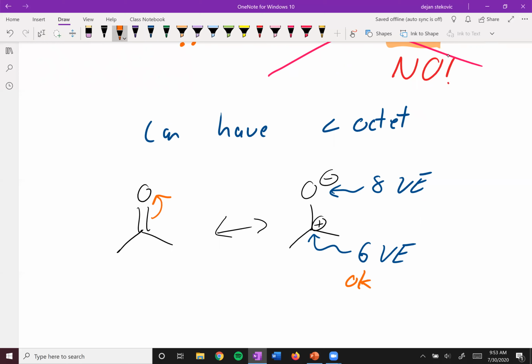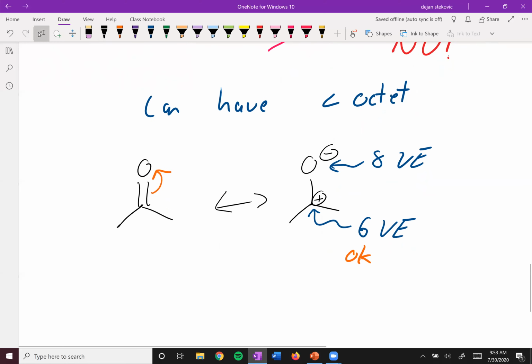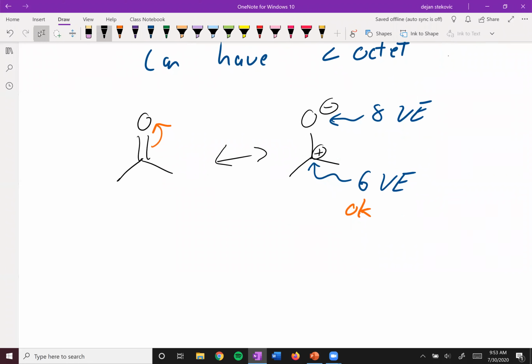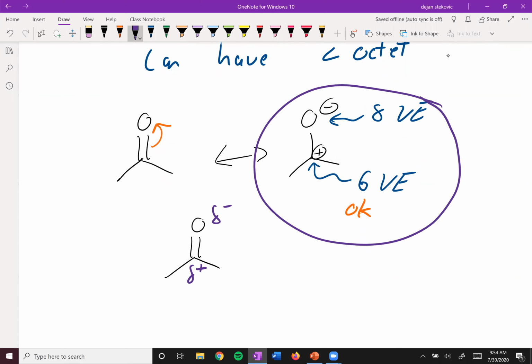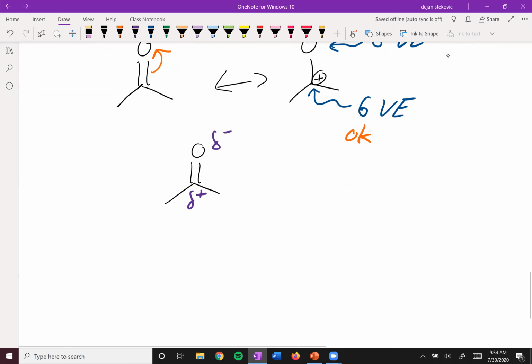The resonance structure on the left is still better than the one on the right because of the lower formal charges, but it's okay to have less than 8 valence electrons, right? And this structure overall makes sense if we think about our compound here. Oxygen is more electronegative, so this is partially negative, and this carbon is partially positive, which is kind of what this resonance structure is showing.